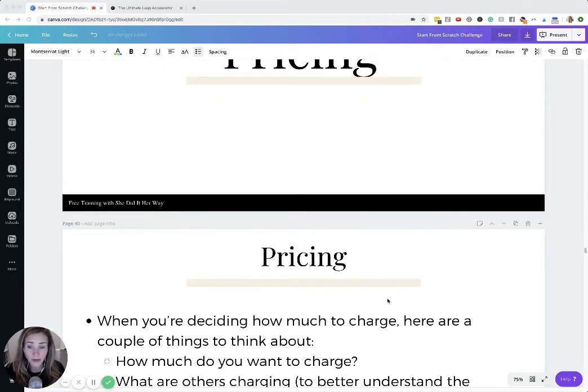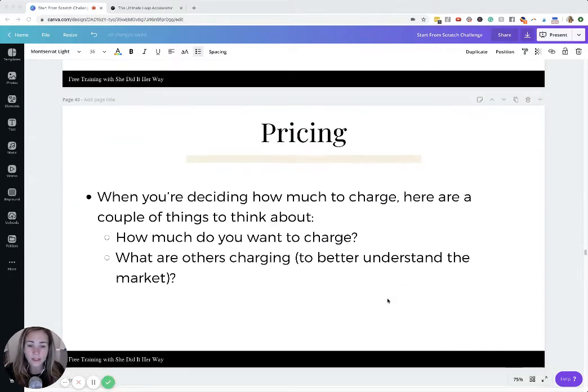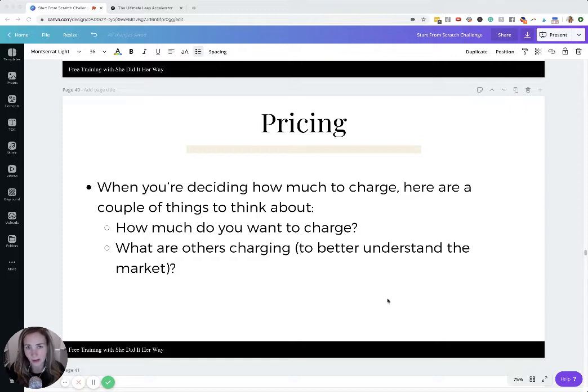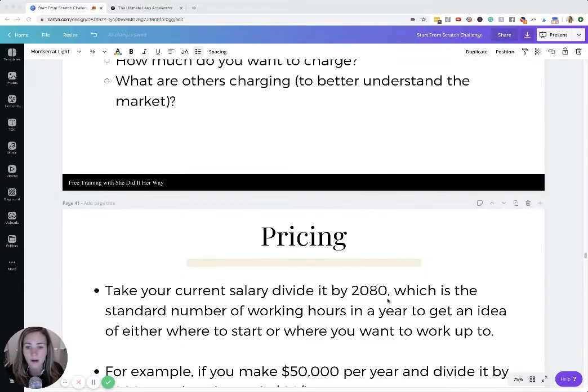Now, pricing. When you're deciding how much to charge, here are a couple of things to think about. One, how much do you want to charge? And two, you can compare yourself and look at what others are charging to better understand the market, right? Now, I don't say that to look at people all the time to see what they're charging, but starting out, it's helpful to see what others are charging for the types of services you want to offer.